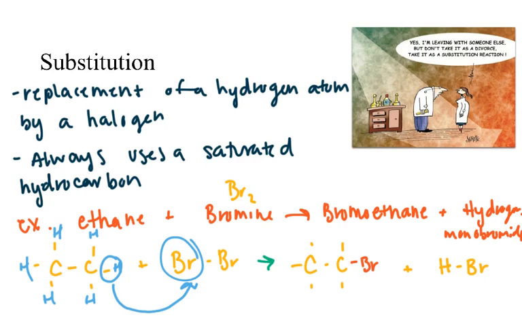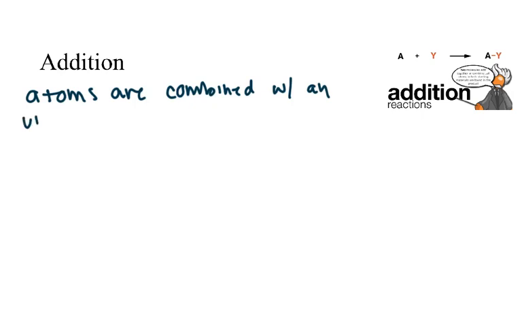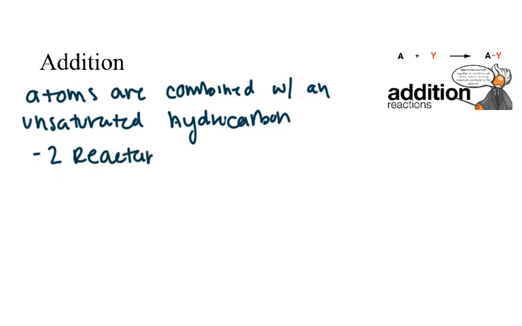So let's look at an addition reaction. So this is 2 things coming together to form one thing, right? So atoms are combined with an unsaturated hydrocarbon. So these are our alkenes and our alkynes. So they're combined with an unsaturated hydrocarbon. So these are our double and triple bonded hydrocarbons. Okay, so it is 2 reactants, 1 product.